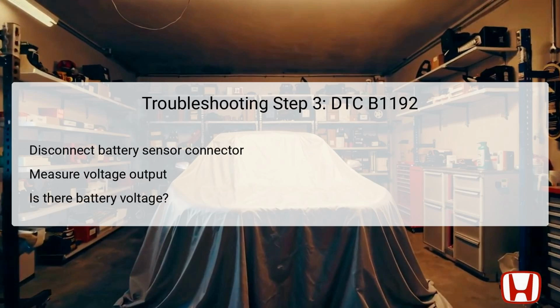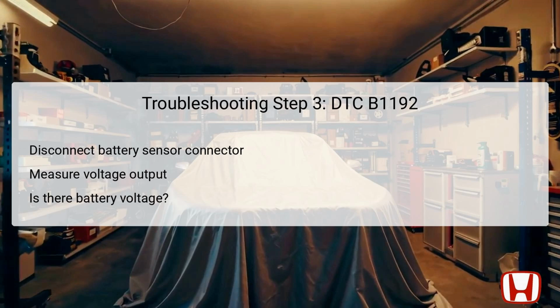In this crucial step, begin by disconnecting the battery sensor 2P connector. This allows safe and accurate measurement without interference from the vehicle's electrical systems. Following the disconnection, it's imperative to measure the voltage between terminal number 1 of the battery sensor 2P connector and body ground. This measurement provides vital information regarding whether the system is supplying the necessary voltage to the sensor.